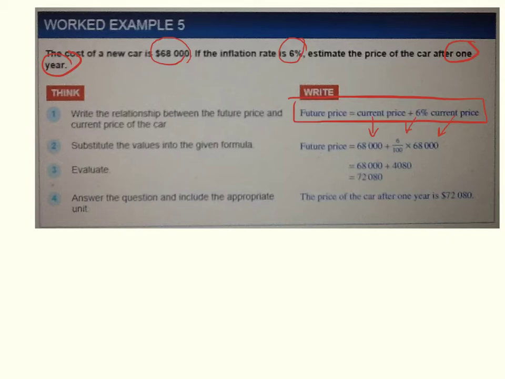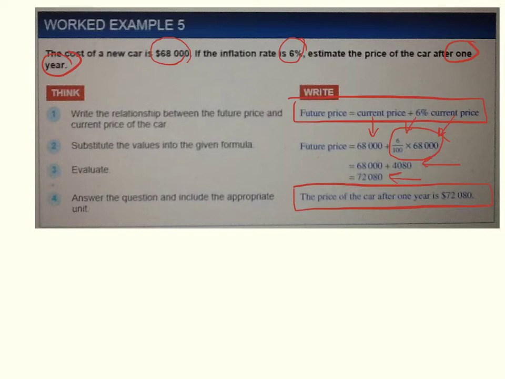Then in this next step, all they've done is completed this part of it, added them together and got the last answer. Then they have written it as a statement. The reason you write it as a statement is because there's no dollar signs in that 72,080, and when you make a statement like that, it's a really nice way to round off what you're doing. So the question was, the cost of a new car is $68,000. If the inflation rate is 6%, estimate the price of the car after 1 year. And then we've answered that question by saying the price of the car after 1 year is $72,080.